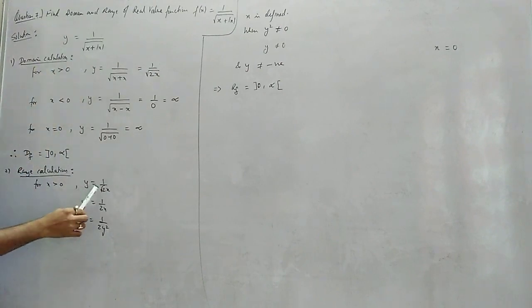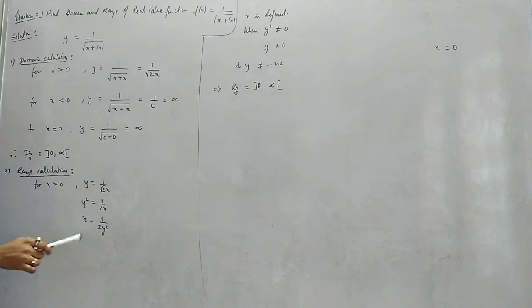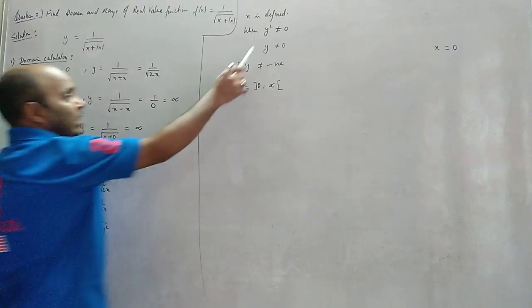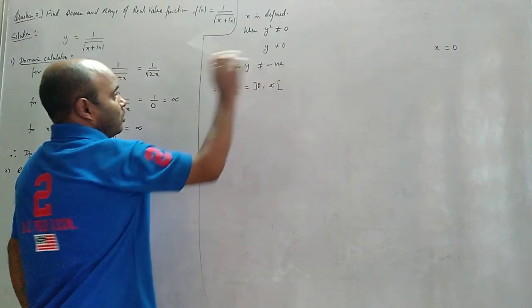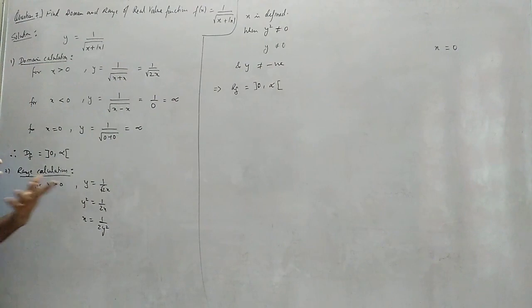y equals to 1 by under root 2x. Whole square करो, because we need to convert x in terms of y. So y square equals 1 by 2x, x equals 1 by 2y square. So from here what we understand? x is defined when something by something and y not equals to 0. x is defined when y square not equals to 0, i.e. y not equals to 0. That means y 0 छोड़ के बाकी कुछ भी आ सकता है.